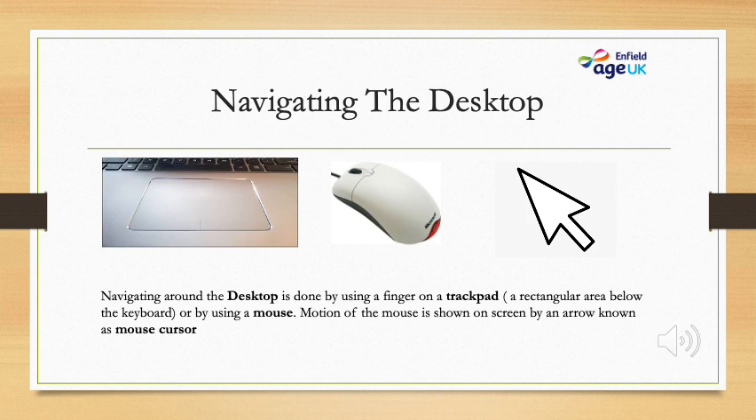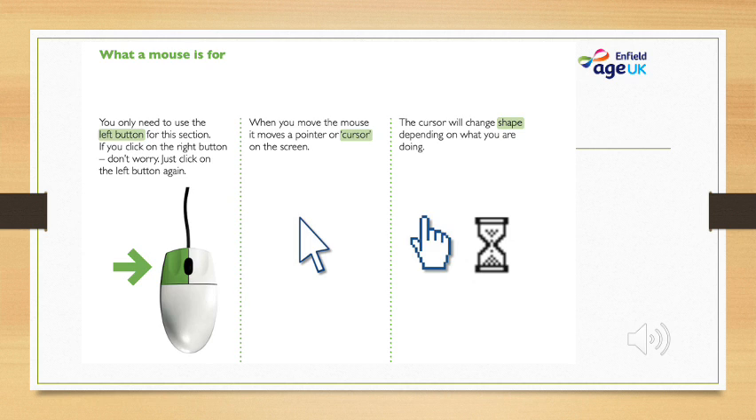Navigating around the desktop is done by using a finger on a trackpad, which is a rectangular area below the keyboard, or by using a mouse. Motion of the mouse is shown on screen by an arrow known as a mouse cursor. Most common work on a laptop involves the use of the left mouse button. If you click the right button, don't worry, just click the left button again.